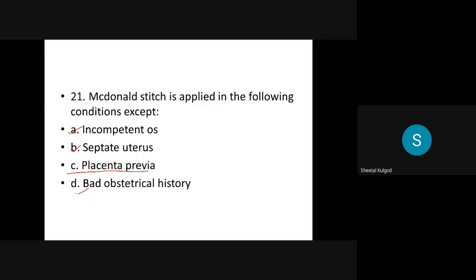Whereas bad obstetric history is nothing but it could be either recurrent abortions or even recurrent fetal demises, loss of fetuses. So bad obstetric history is an option where you go ahead with a McDonald's stitch whenever there have been second trimester abortions. So all three are right options, whereas placenta previa is a condition where we do not do that. So the answer for this question will be C. Agreed?